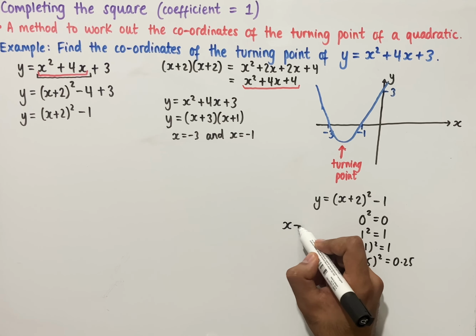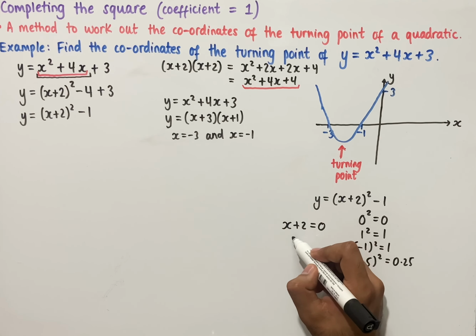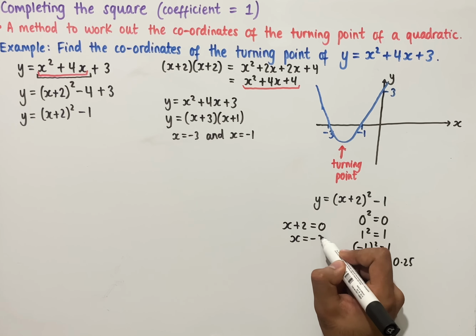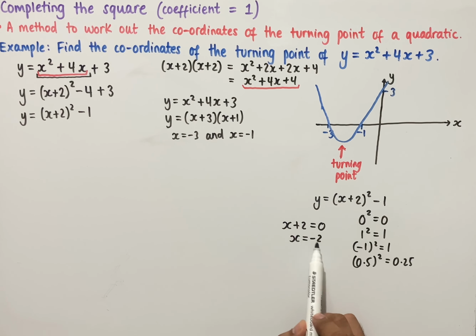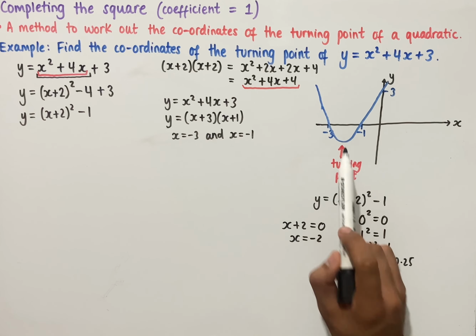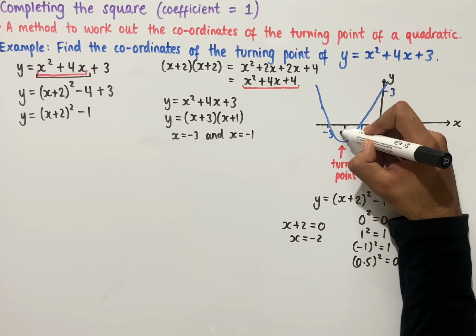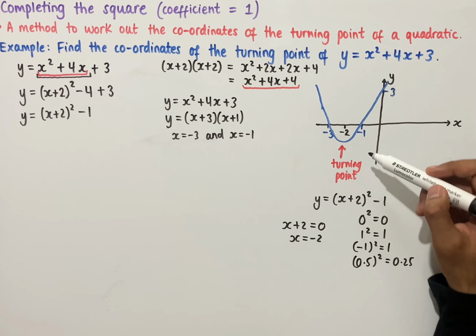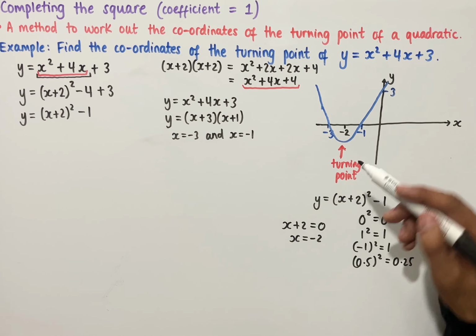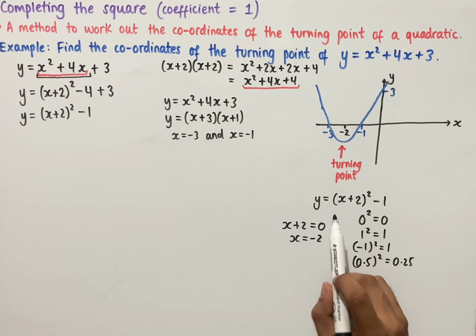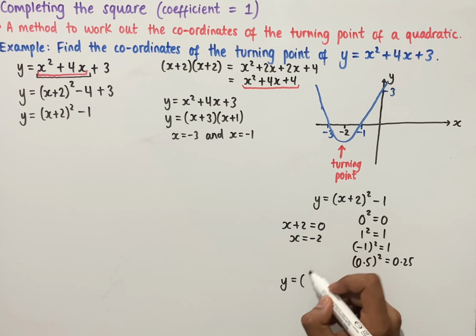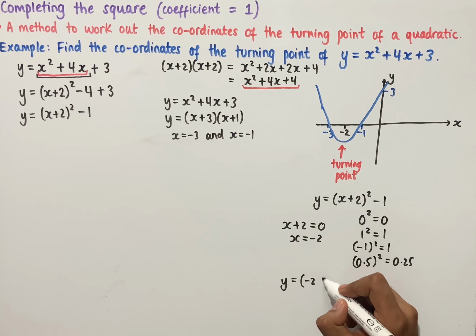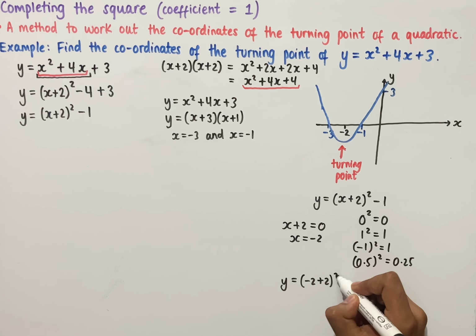So x plus 2 equals 0, and then solving this gives us x equals minus 2. So when x is equal to minus 2, this bracket, when we square it, then equals 0. And this is the x coordinate of the turning point that we have here. So we label that on the graph. Now to work out the y coordinate of the turning point, we just need to substitute this x value into our quadratic. So we have y equals, instead of writing x now, we're going to write minus 2, and then we have plus 2 all squared minus 1.